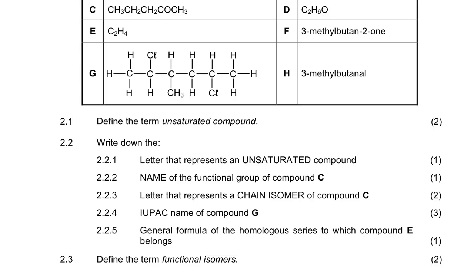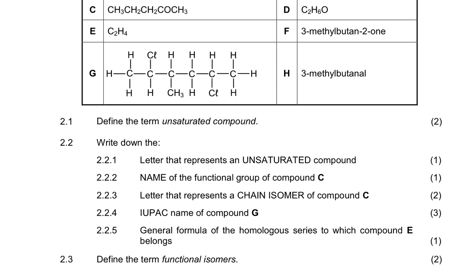So now we look at question 2.1. It says define the term unsaturated compound. An unsaturated compound is a compound that has double or triple bonds in it. So it's an organic compound. It's got carbons and hydrogens in it, and it has double bonds or triple bonds, so therefore it's unsaturated.